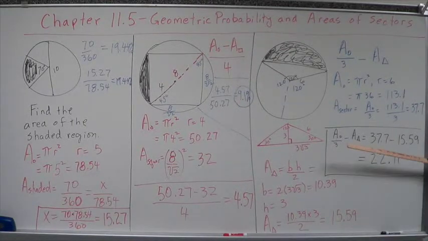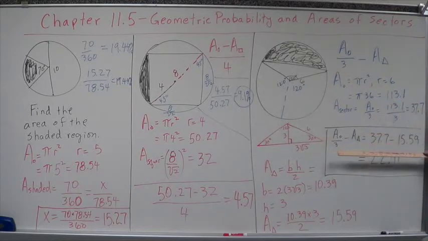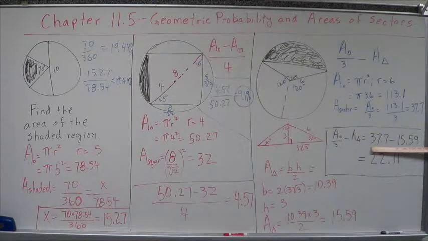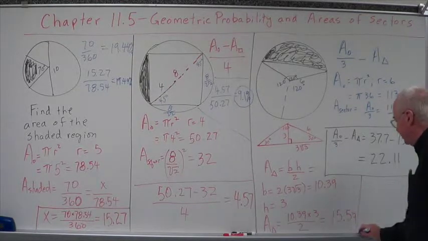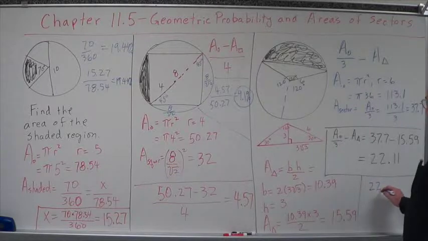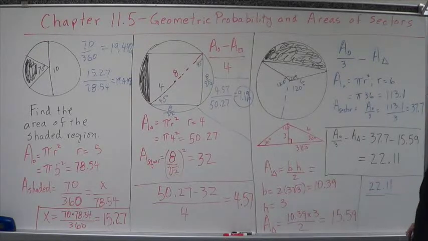Got it? So what's the area of the shaded part? Area of the shaded part is area of our sector in our circle minus the area of the triangle. So therefore the shaded part equals 22.11. Now if I wanted the probability of hitting that, I would have to take 22.11 divided by the entire area of the whole circle. What is that? Right there.